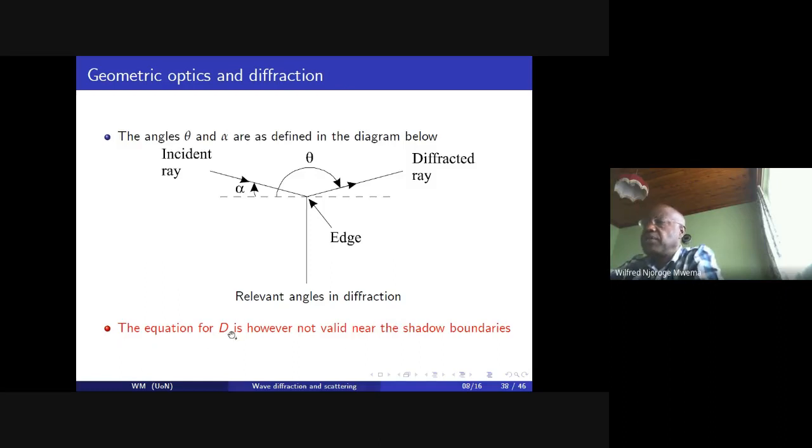So the equation of D will not be valid near the shadow boundaries, however, that is for thetas that are greater than the theta naught that we were talking about.